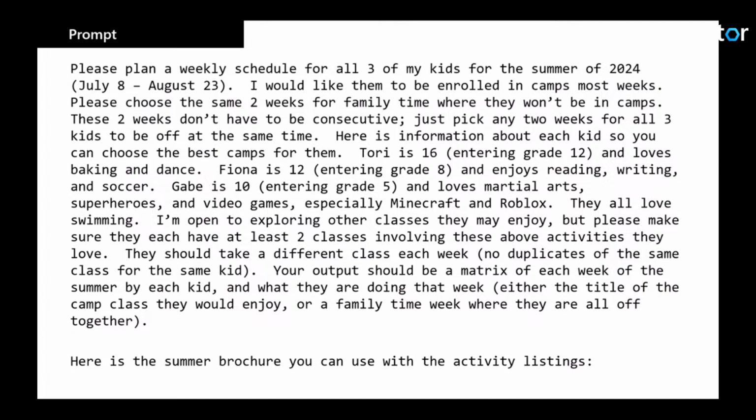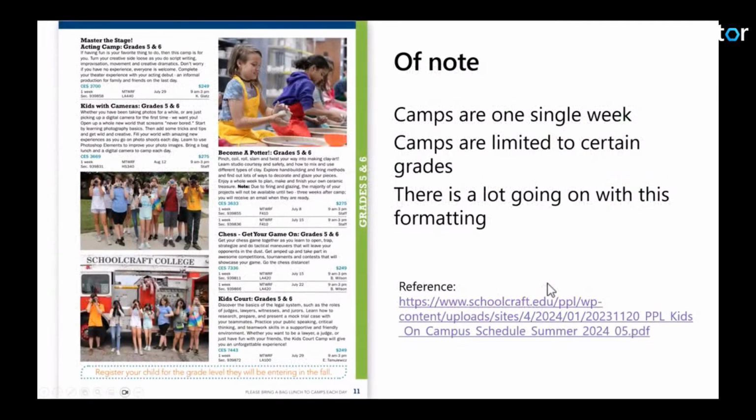Here's one page of the summer brochure. At the end of my prompt, I pointed to the summer brochure, and this is what it actually looks like. This is just one page here. Notice that each of these is a single week. If we look at this pottery class, for example, this is July 8th and July 15th, and that's all it's offered for the whole summer. Note that everything is separated by grade as well. These are only for grade 5 and 6, so only one of my 3 kids is actually eligible to take any of these courses.